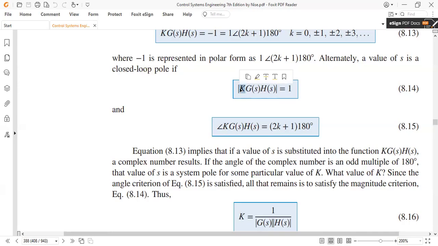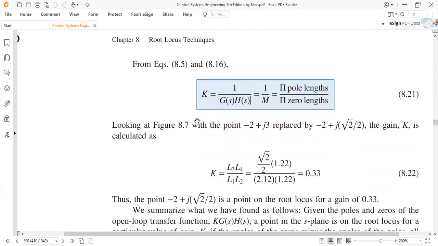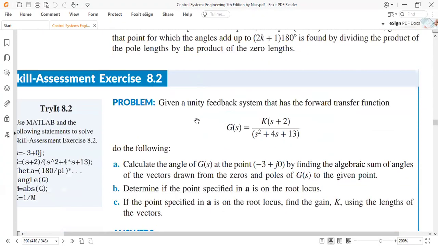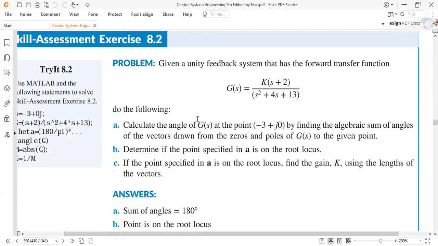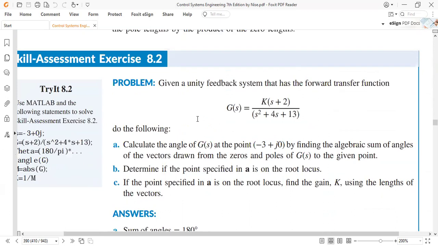Is that clear? Yes, sir. Okay. So does anybody have any question? Anyone else have a question? Okay. So you see, sir, that there is some problem in skill assessment 8.2.